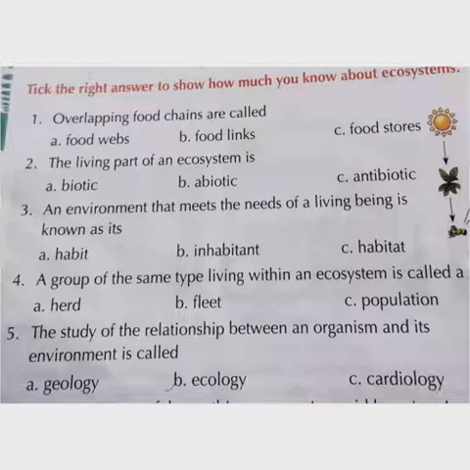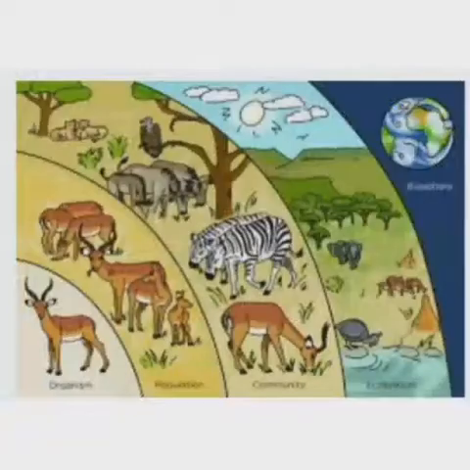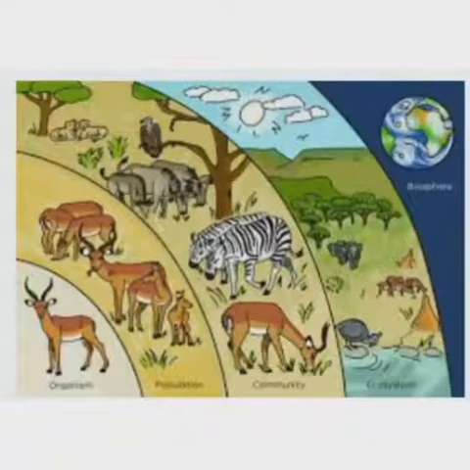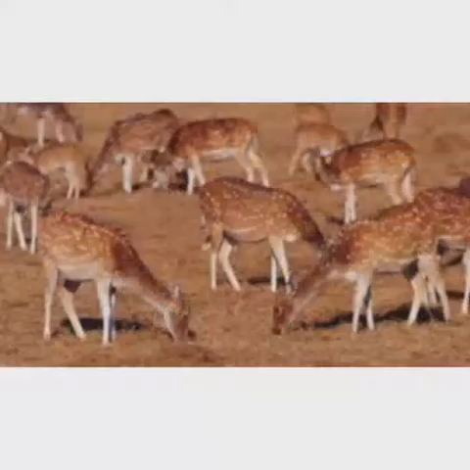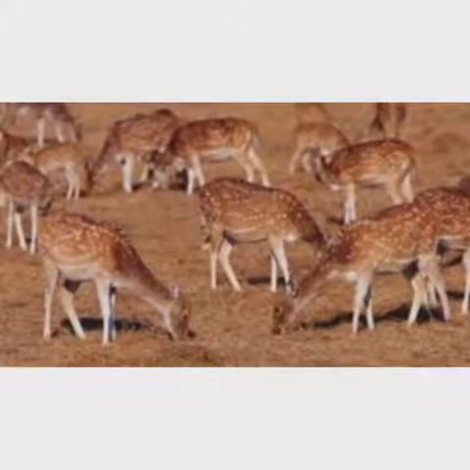Look at the fourth one. A group of the same type living within an ecosystem is called dash, herd, fleet or population. Okay, group of same type living within an ecosystem is called population. A group of individuals of the same species living at one place constitute a population. Different populations together with the non-living things in their surroundings make up an ecosystem.